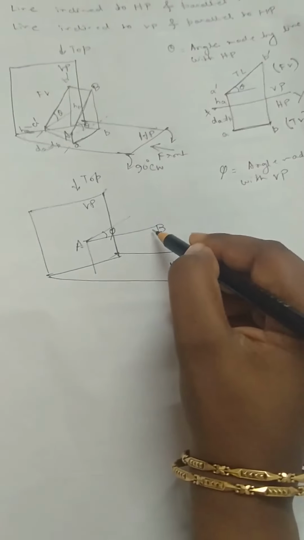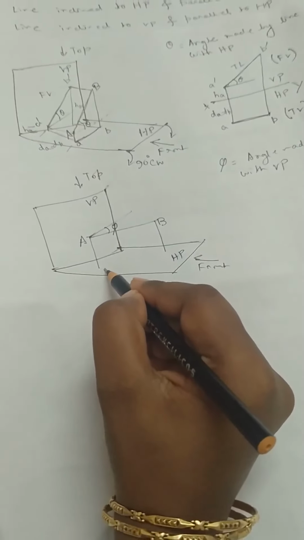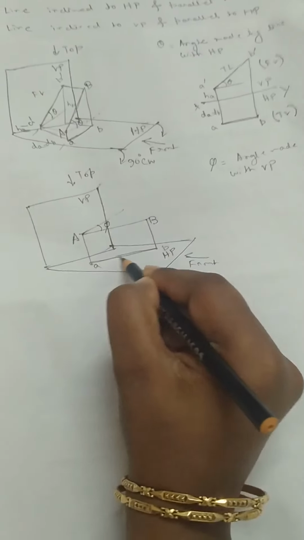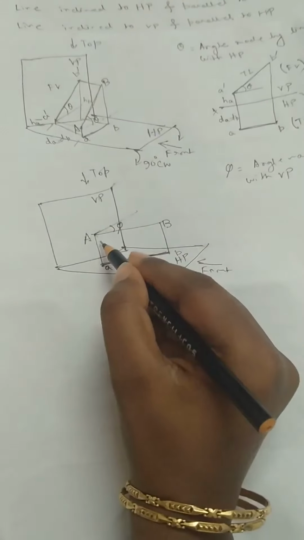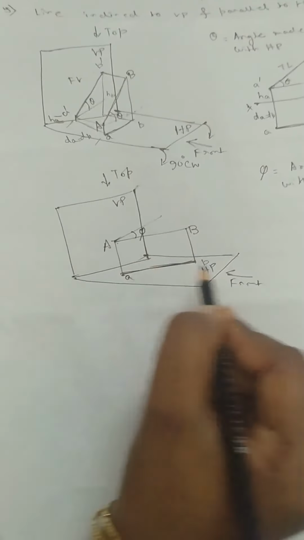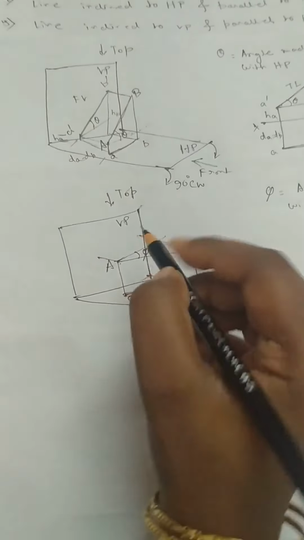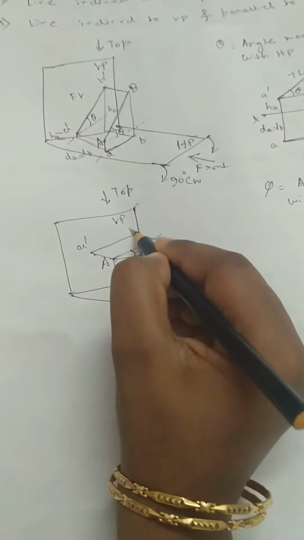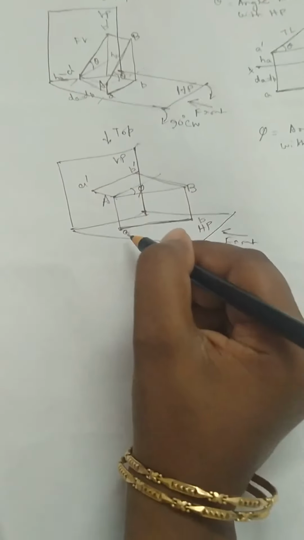We will extend this A and B point to the HP plane, which will intersect at A point and B point. This is our true length, and this small AB line is equal to capital AB line. When we see from the front, again we extend the line over here and we will get A dash and B dash. You can see AB is not equal to A dash B dash, but it is equal to AB.